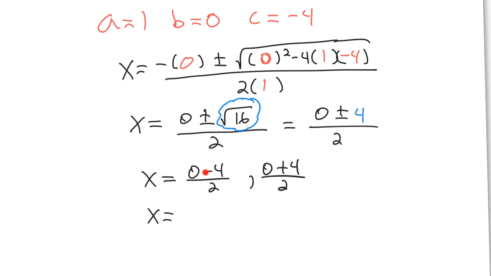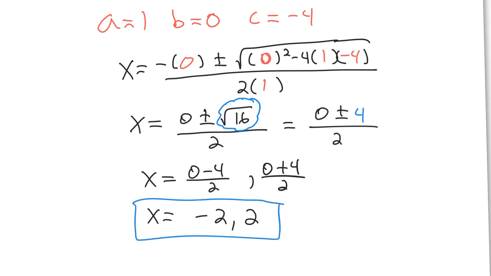So if you simplify the top, 0 minus 4, that's negative 4, divided by 2, that'll be negative 2. And over here, 0 plus 4 is positive 4, divided by 2 is positive 2. So we do have 2 real solutions. And we don't have a radical or a fraction anymore. So that can happen as well.